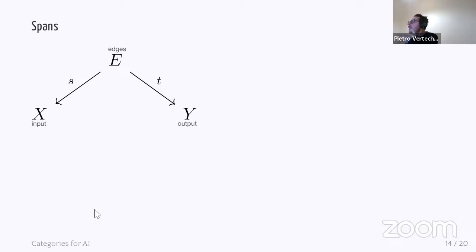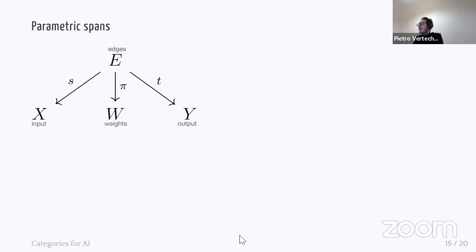Now, first of all, a span, even without parameters, is just this categorical diagram. It has three spaces: a space E of edges, a space X, which is the input, and a space Y, which is the output. And it has a map source from E to X, and a map target from E to Y.